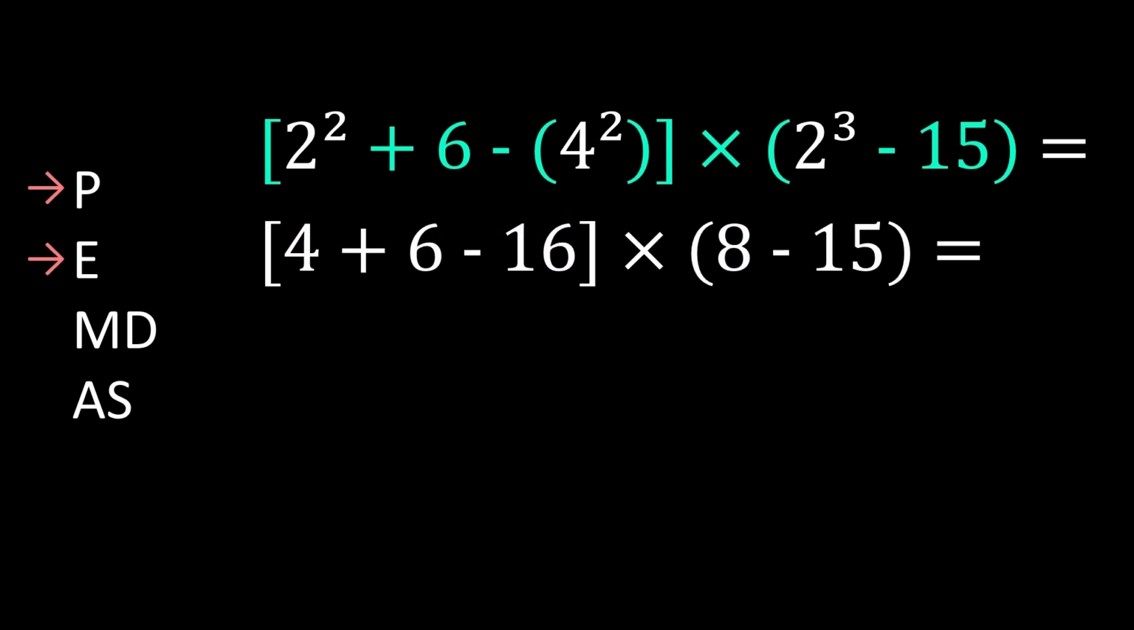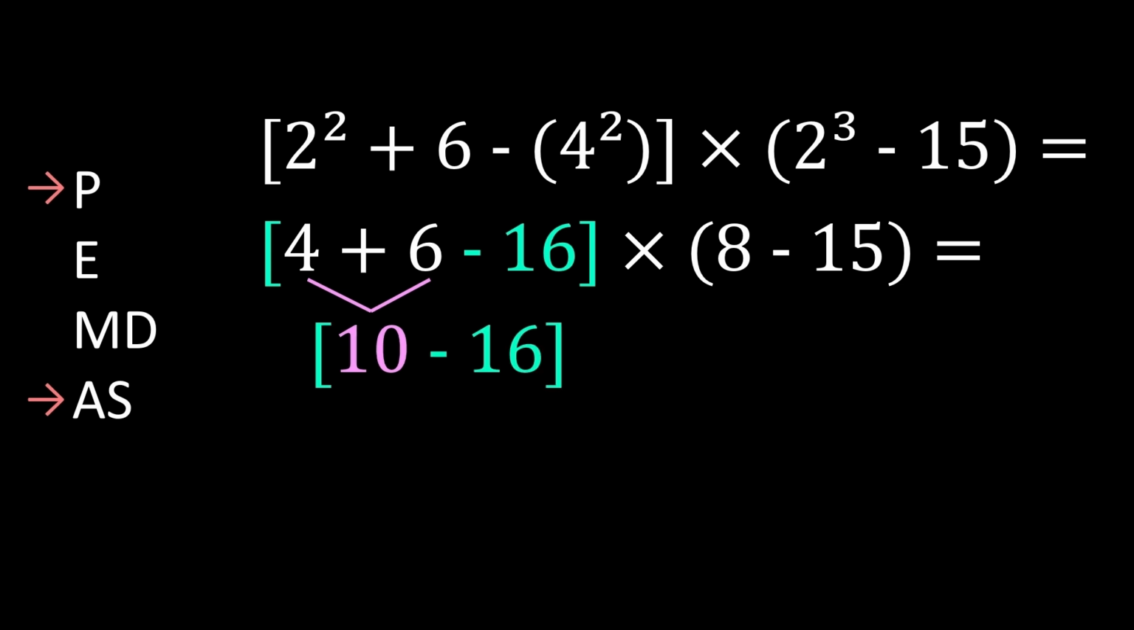I'm still working inside my parentheses and inside my brackets. I don't have any more exponents, so I'm looking for multiplication and division. And I don't see any multiplication or division inside the parentheses or inside the brackets, so I'll be moving on to addition and subtraction next. And looking just inside the brackets, I have addition and subtraction. I'll start on the left with 4 plus 6. 4 plus 6 is 10. And now I'm going to bring everything in the bracket part of the problem down. So I'll have 10 minus 16 inside the brackets.